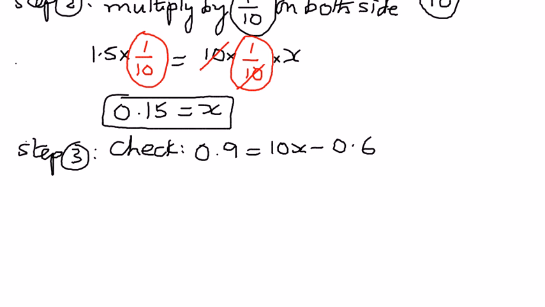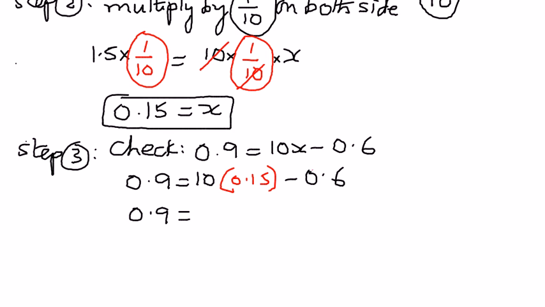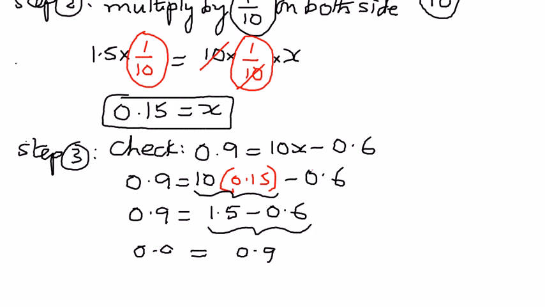So we're going to substitute the value of x. 0.9 is equal to 10 times 0.15 minus 0.6. Let me write this one out. Okay, now 0.9 is what we have on the left hand side, is equal to 10 times 0.15, which is going to be equal to 1.5, minus 0.6. The right hand side, 1.5 minus 0.6, is going to be equal to 0.9. That is exactly what we have on the left hand side.